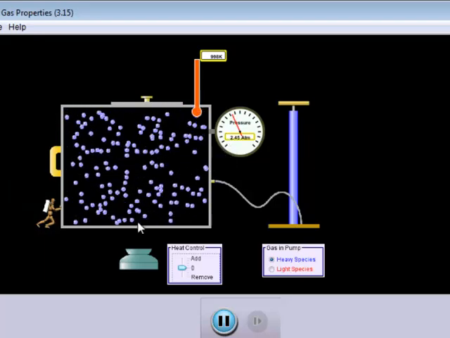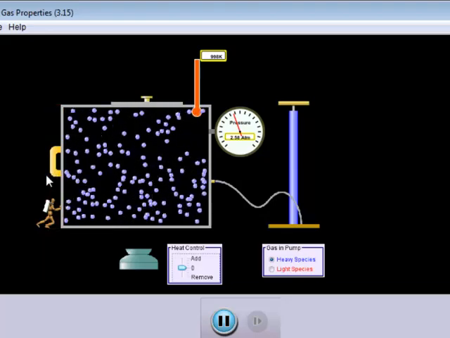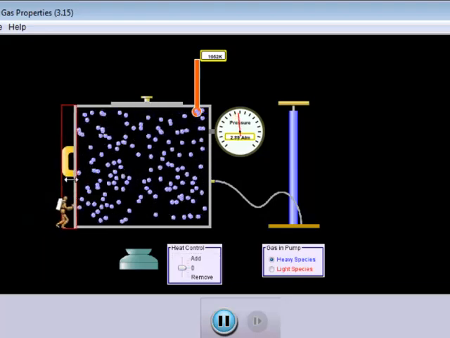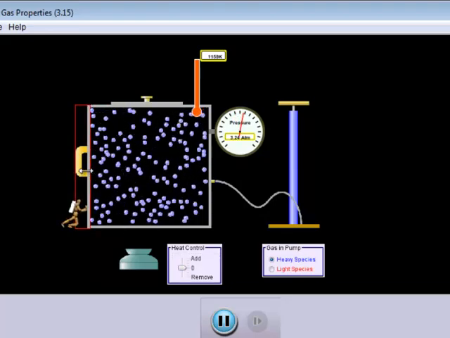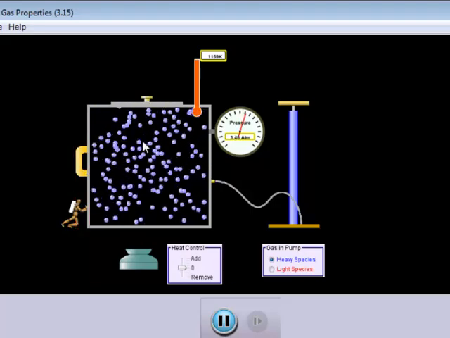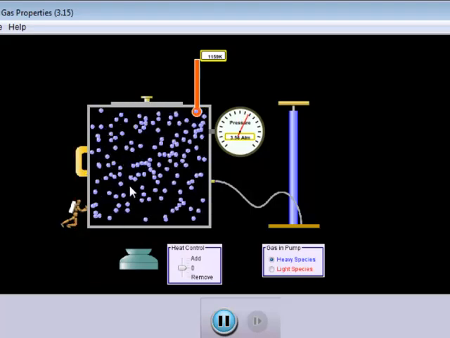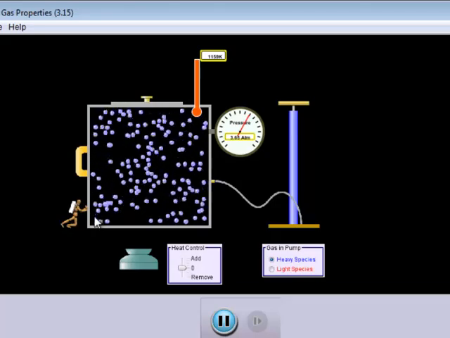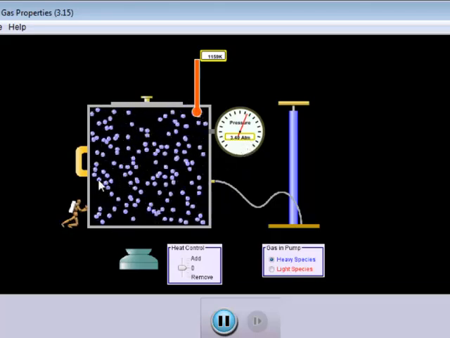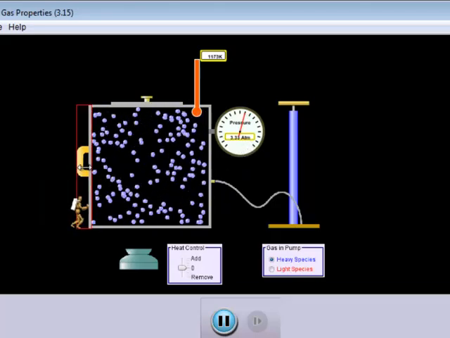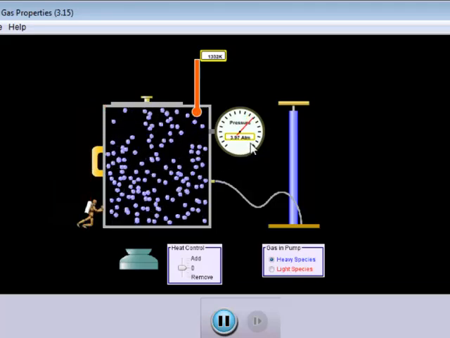Another way that we can increase the pressure is by reducing the size of the box. So this again means that we have more particles per unit volume, which means that we're going to get more collisions with the walls per unit time, which means that we get a sharp increase in the pressure here.